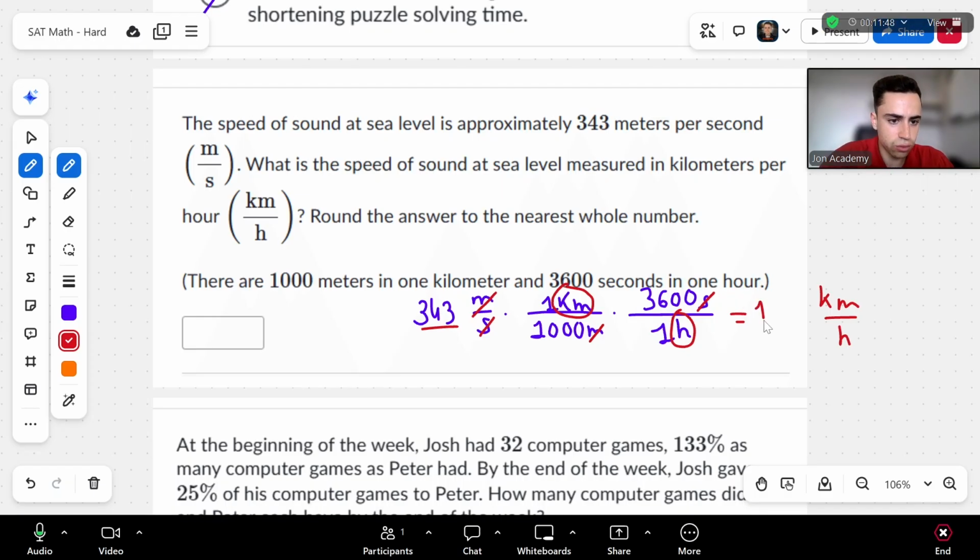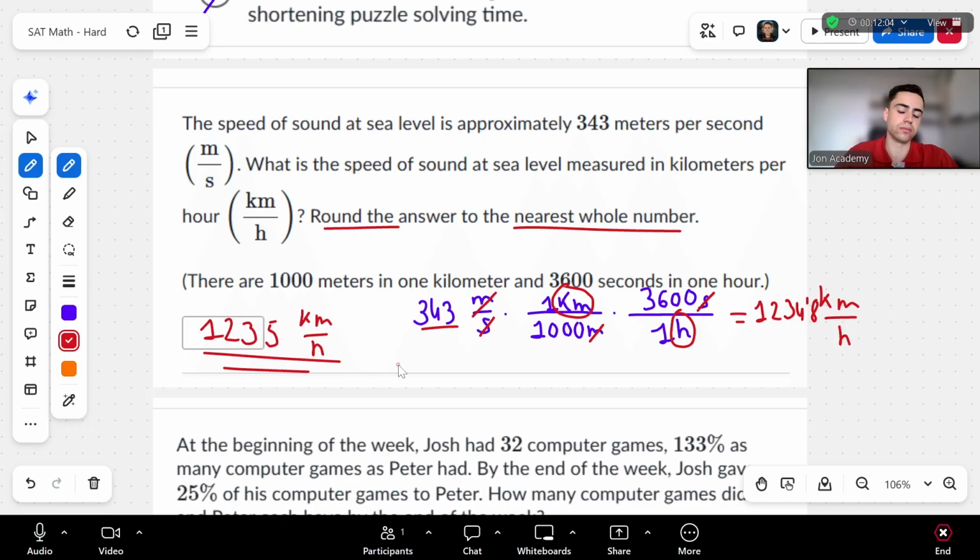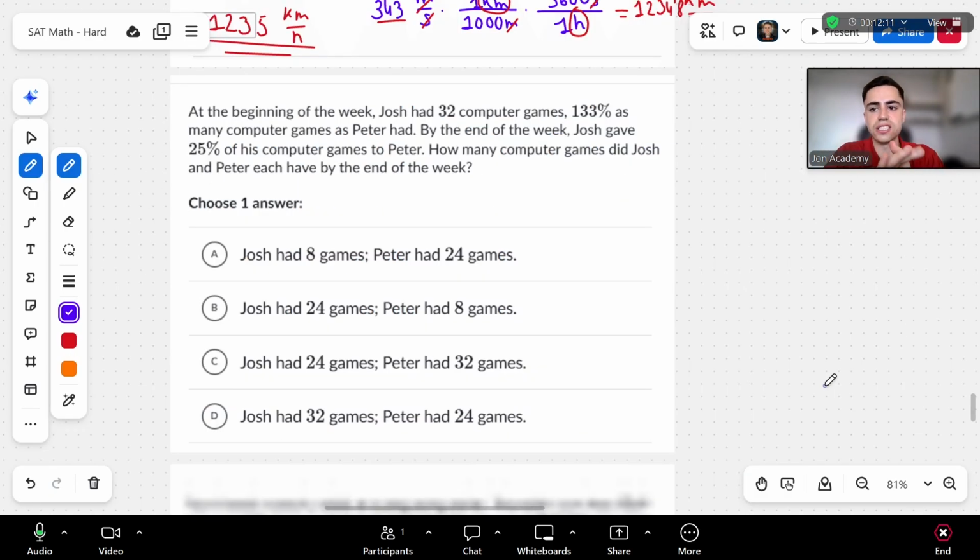And that's equivalent to 1,234.8. And it's asking us to round to the nearest whole number, so that's gonna be 1,235. Very easy, no? Well, kilometers per hour, no? Here we don't have to enter the unit, but that will be very good. Let's check this next exercise.